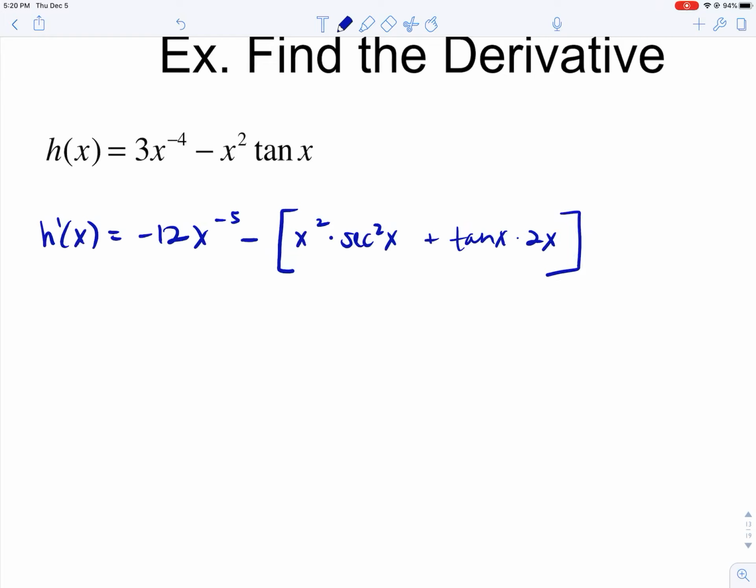Okay, and then let's just clean that up. Let's get rid of the negative exponent. And if we distribute that negative in, so we can get rid of the brackets, it's minus x squared times secant squared. And then I'm going to bring the 2x in front so it doesn't look like it's part of the argument of tangent. Okay, and we'll leave it there.